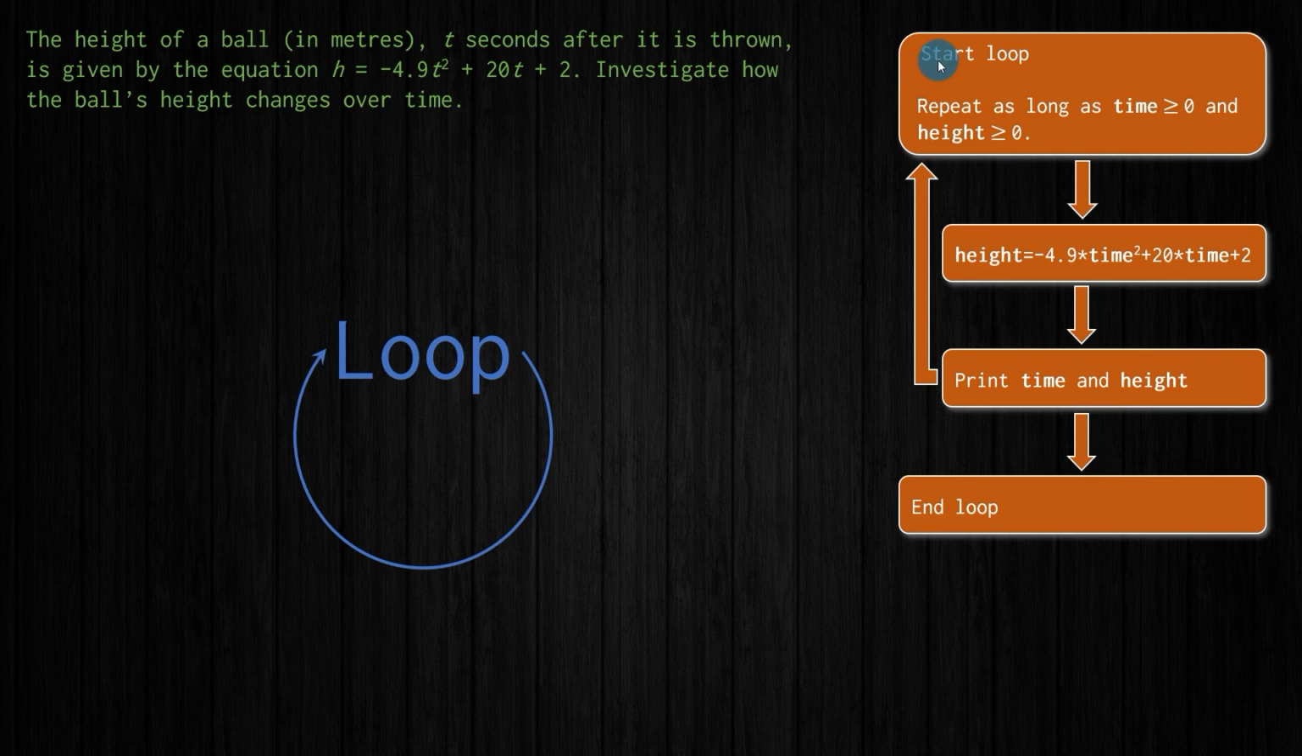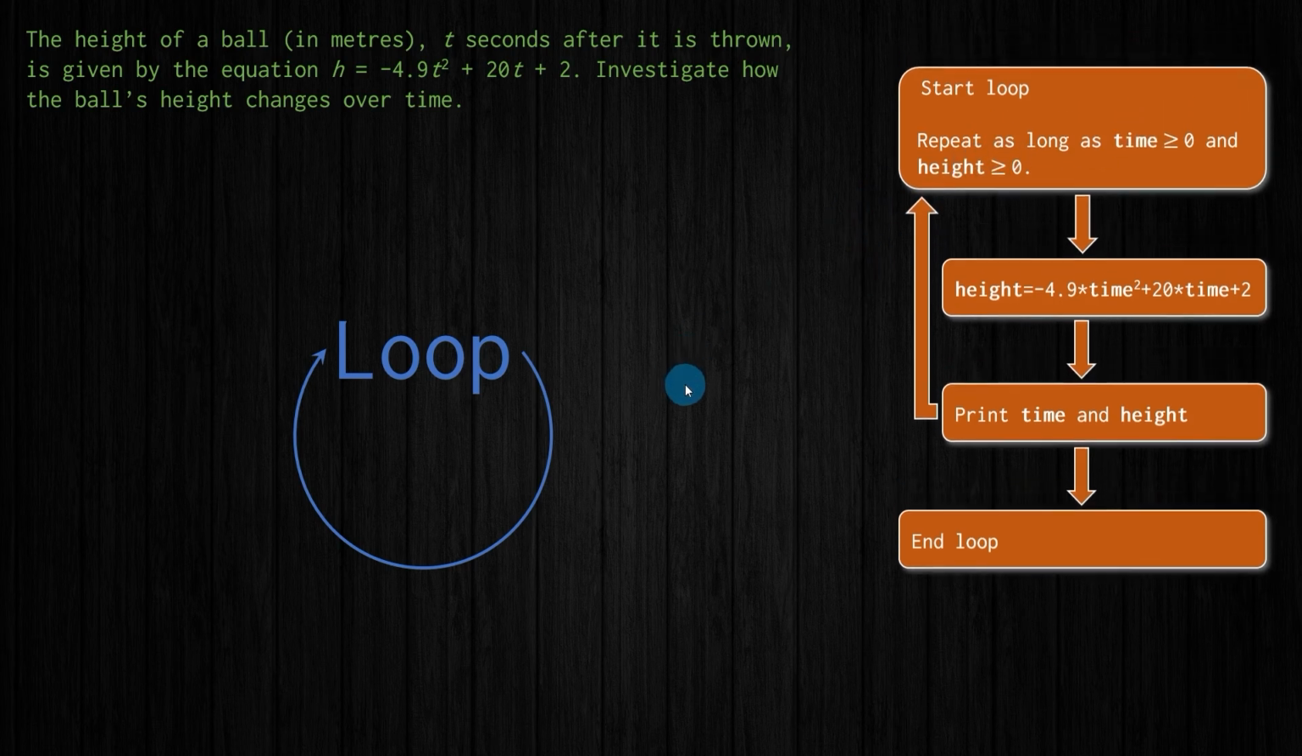But think about this for a second. In order to even start this loop, I have to have a value for time and for height, because the loop is going to look for that right away, right? We said repeat as long as time is greater than or equal to 0 and height is greater than or equal to 0. Well, if there's no value for those at that point, how's Python going to know if these conditions are being met? So I have to add in an extra step here.